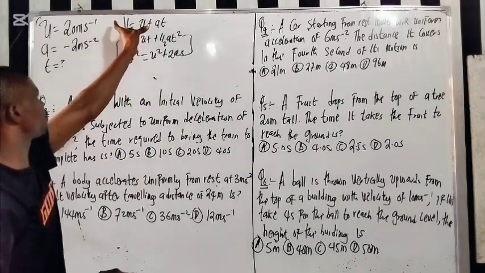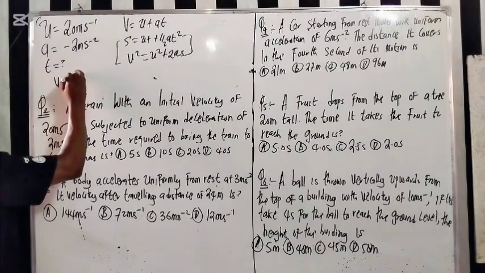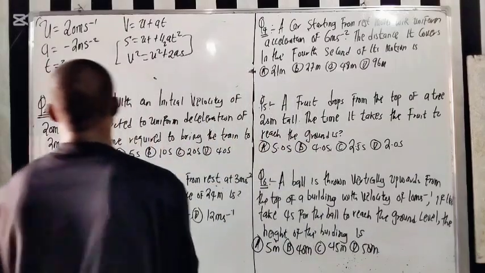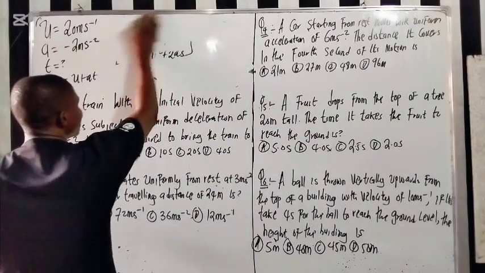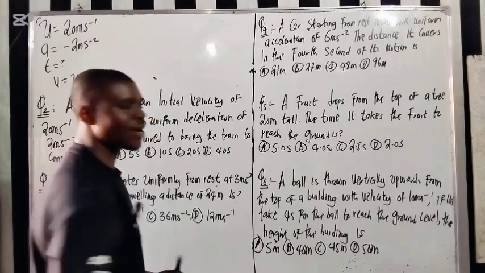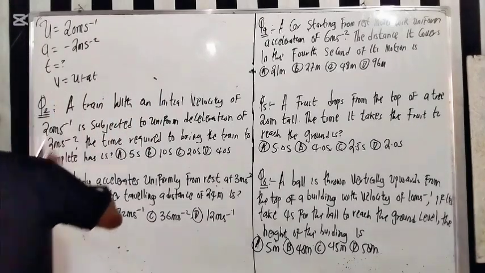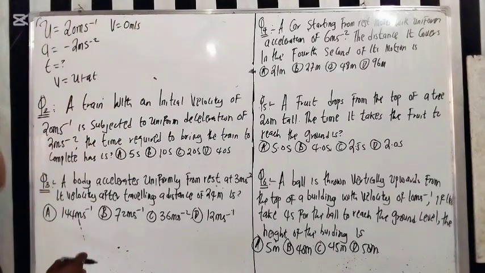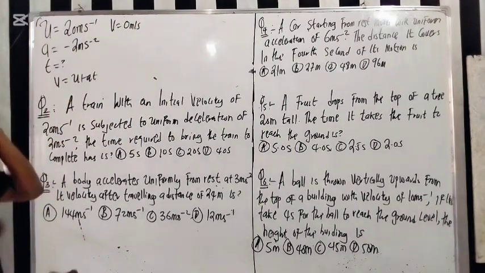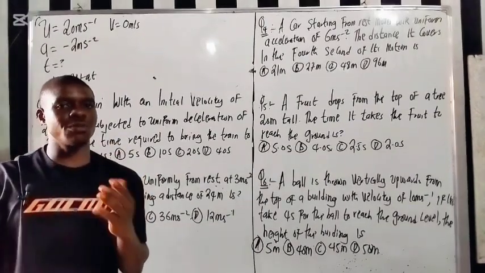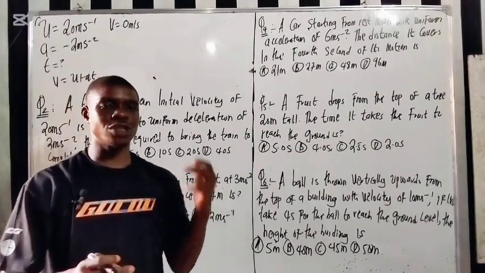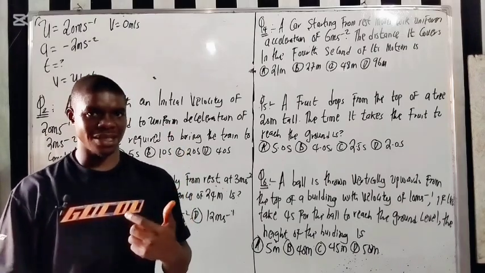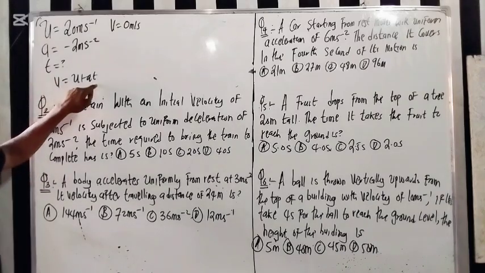I'm going to use the first one, v equals u plus at. If you check very well, they didn't say anything about final velocity. Because they didn't say anything about final velocity, my final velocity is going to be 0, so v equals 0 meters per second. Of the 3 equations of motion, 2 have distance, but 1 doesn't have distance. So I want to use the one that does not have distance, which is v equals u plus at, right?